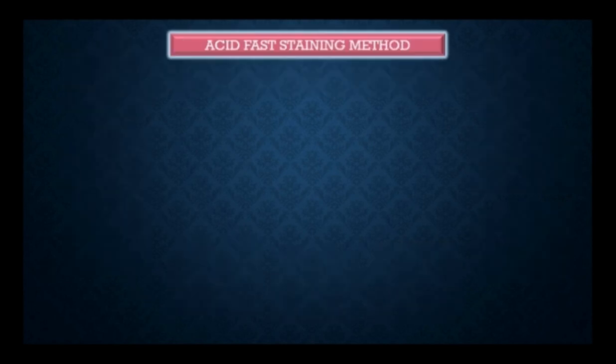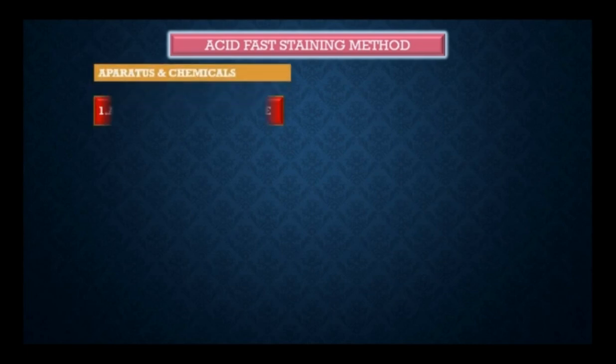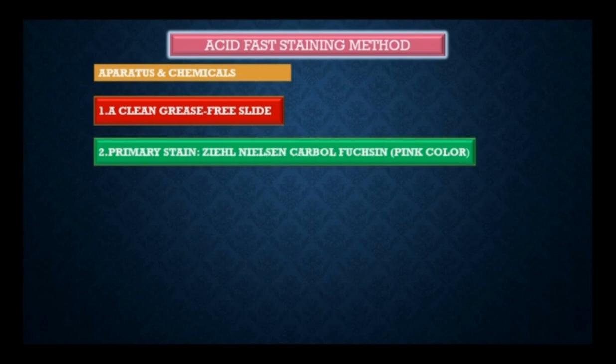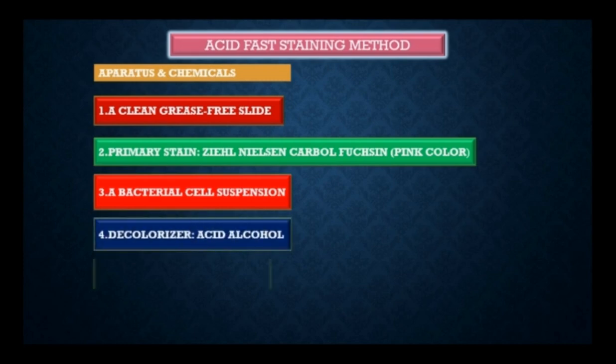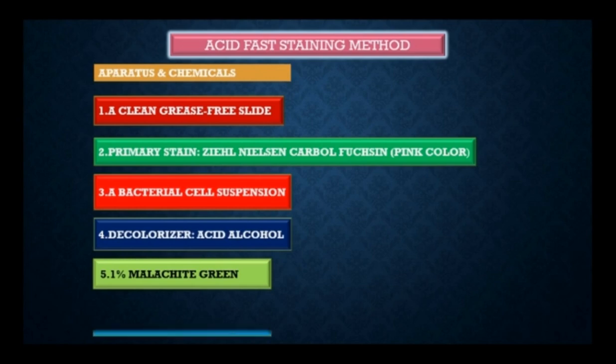Coming to the acid fast staining method, you see the apparatus and chemicals: clean grease-free slide, primary stain like Ziehl-Neelsen carbol fuchsin, it is in pink color, and bacterial cell suspension, a decolorizer like acid alcohol, and 1% malachite green.